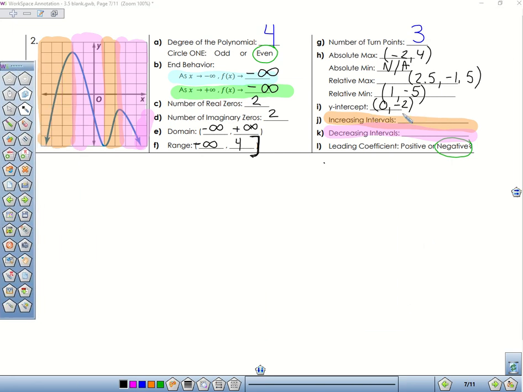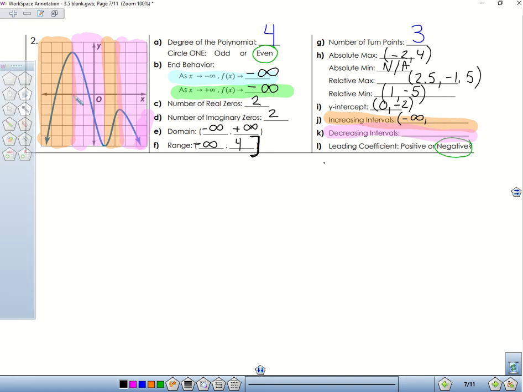So my increase interval goes from negative infinity up to negative 2, union, and then it goes from 1 to 2.5. And then my decrease interval goes from negative 2 to 1, union 2.5 to positive infinity.